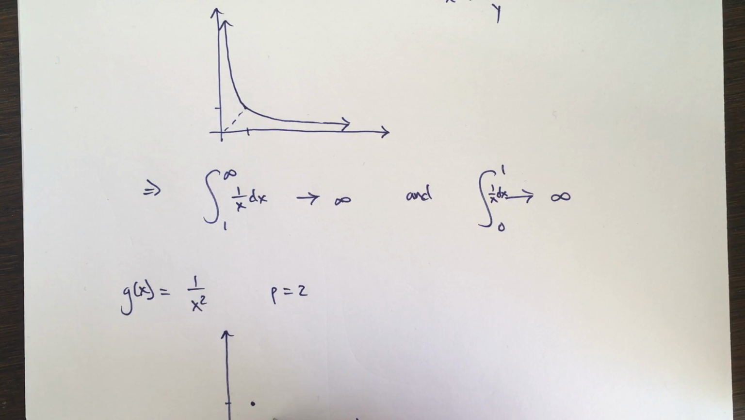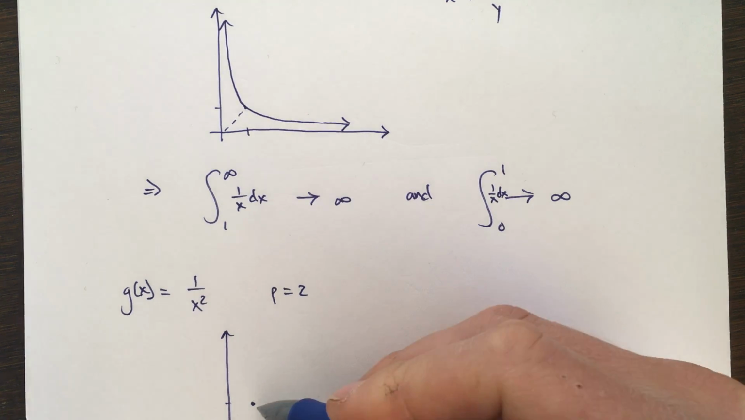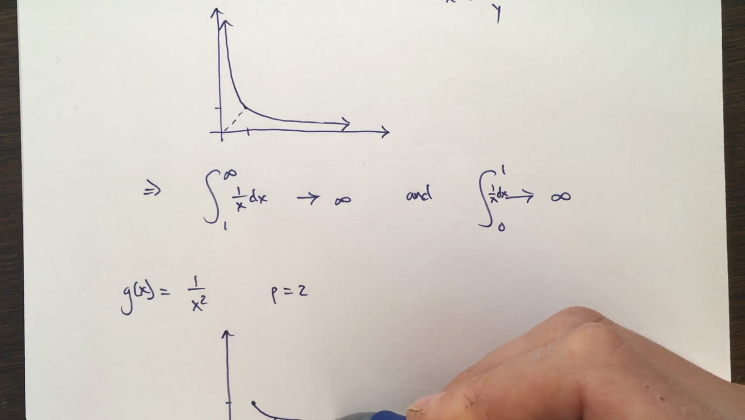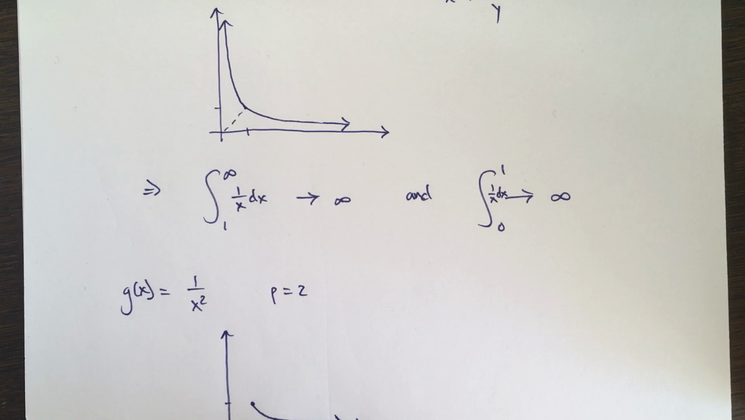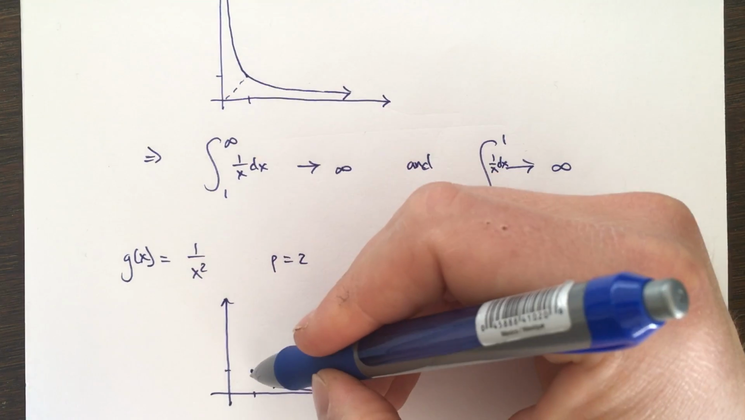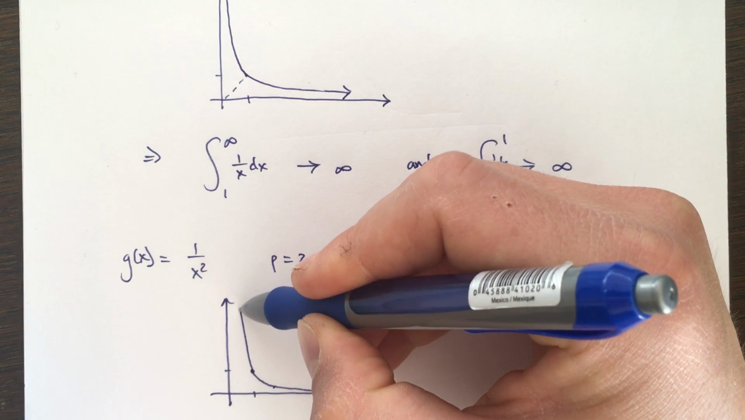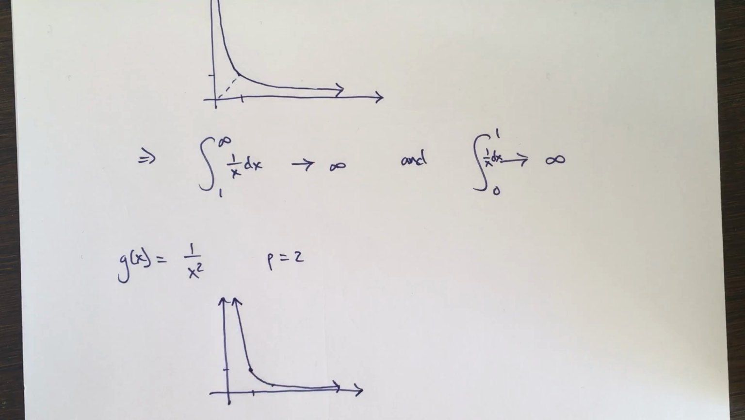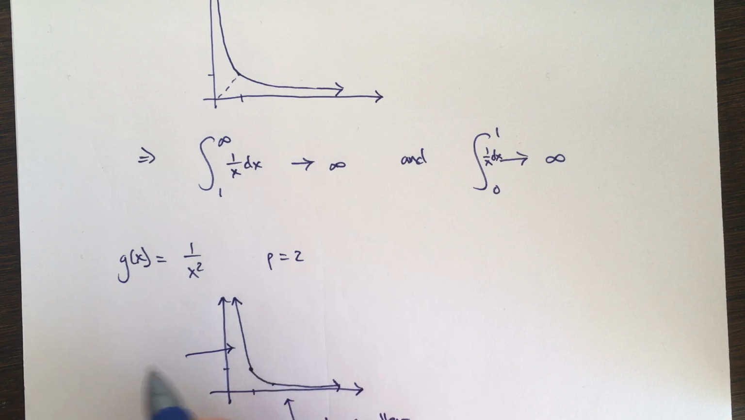So it's going to come down quite a bit faster here and get closer to the x-axis much faster. But on the other side, it actually doesn't approach as fast. So this area right here is much smaller than this area. This is much bigger.